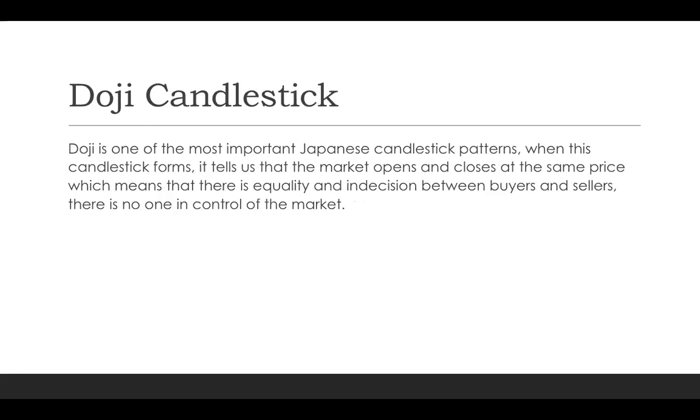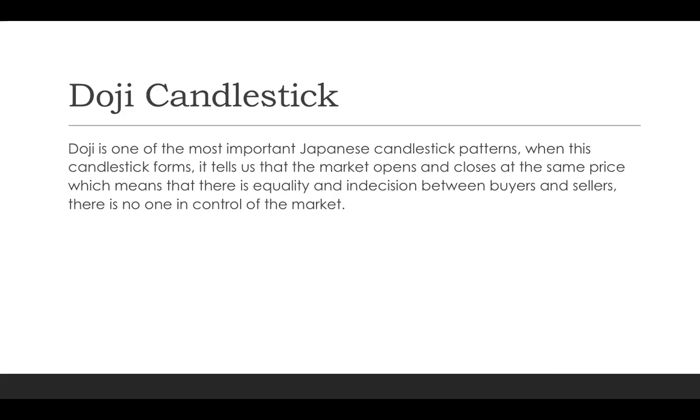So we have indecision candlesticks. We have the doji candlestick. Doji is a Japanese term, and it is one of the most important Japanese candlestick patterns. When this candlestick forms, it tells us that the market opens and closes at the same price, which means there is an equal indecision between buyers and sellers. There is no one in control of the market. Again, we're looking at the doji, right?